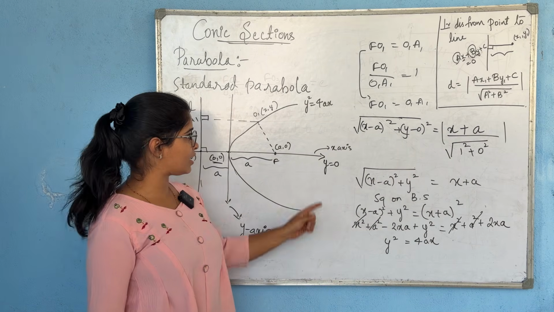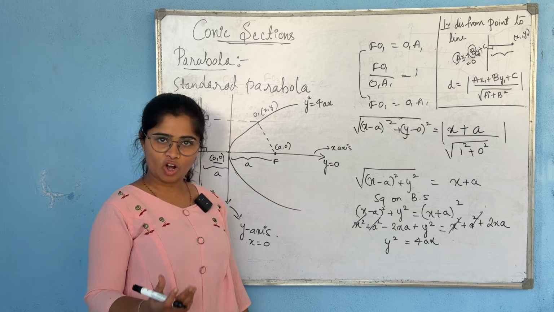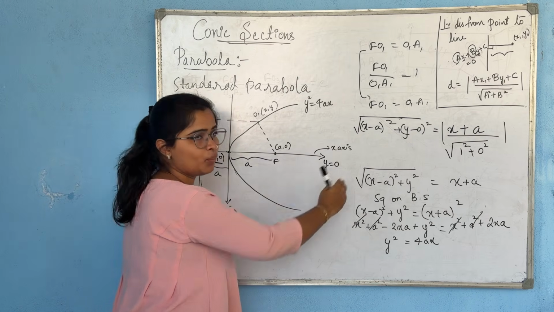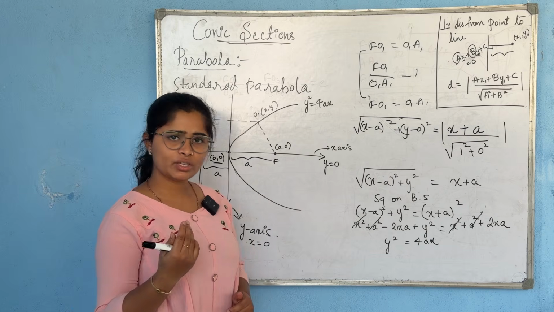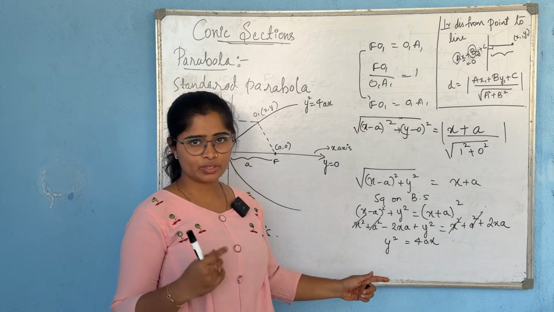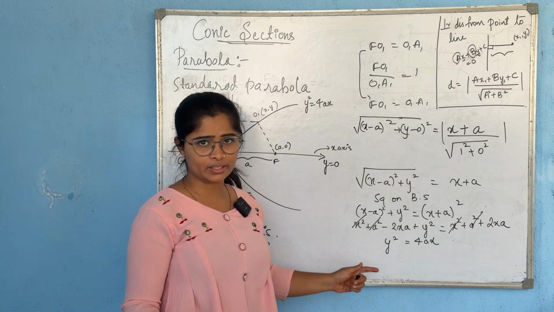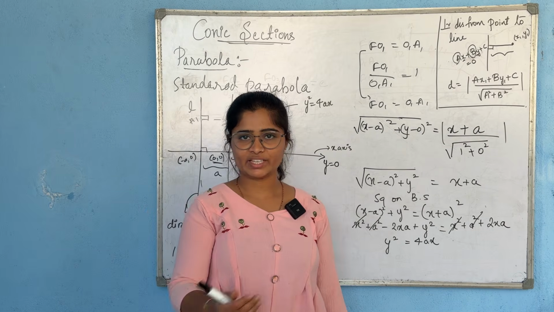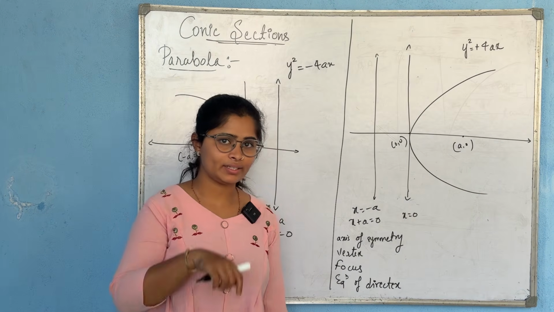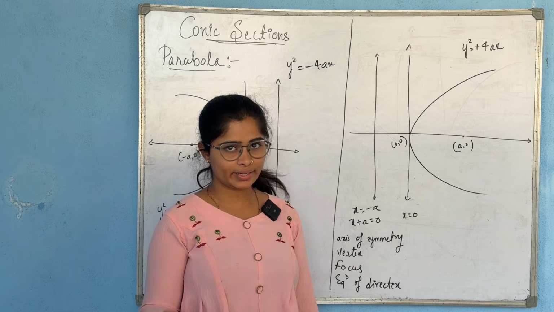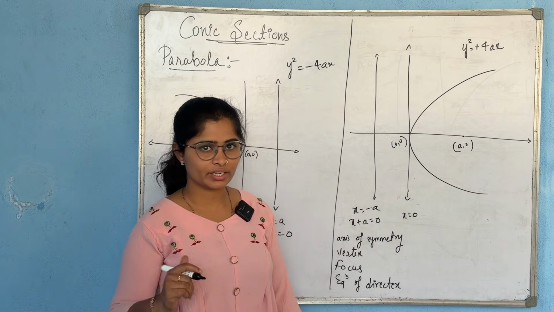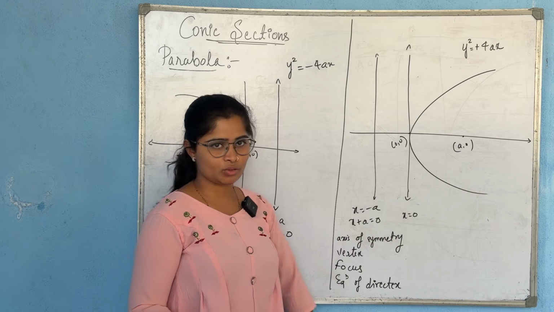And that is how the standard equation of parabola is obtained when the parabola is opening towards the positive x axis. By using the same definition and the same geometrical conditions, we can obtain all other equations of parabola, which I will be writing in the next slide. Now let us see some different points. Like I said, y square is equal to 4ax is obtained by using the geometrical conditions. Now let us see what is the axis of symmetry.